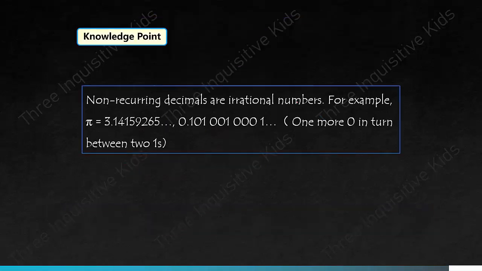So here's our knowledge point. Non-recurring decimals are irrational numbers. For example, pi equals 3.14159265 and so on, and 0.10100100001. And these numbers are irrational numbers because you can't express them in fraction form.